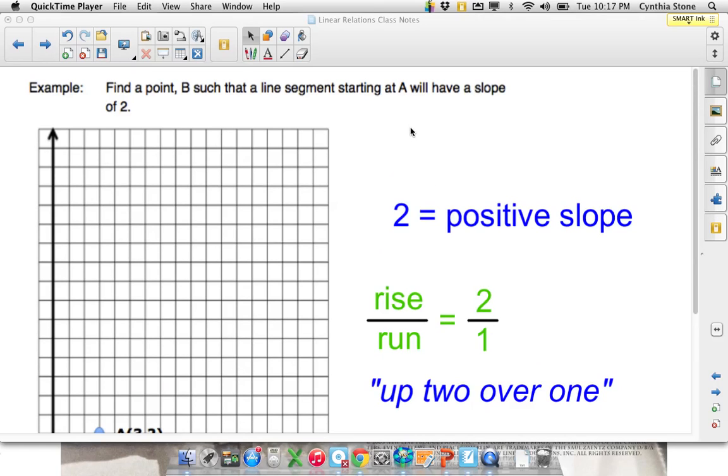Okay, part 2 of our grade 9 math lesson on slope. Looking at a few more examples. We're going to use the slope formula. We're going to draw lines, all that great stuff.